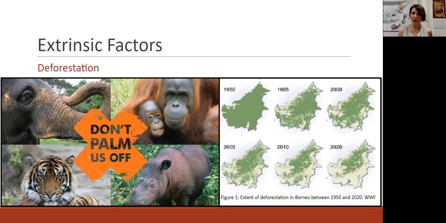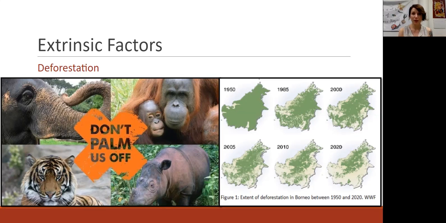Palm oil is another thing that ends up causing a lot of deforestation, particularly in Asia. So these are going to affect our Asian species, like our Asian elephant. We have our orangutans, Sumatran rhinos, and our Bengal tigers. These are all going to be negatively affected by the palm oil industry, which is taking out a lot of forest in that particular area.